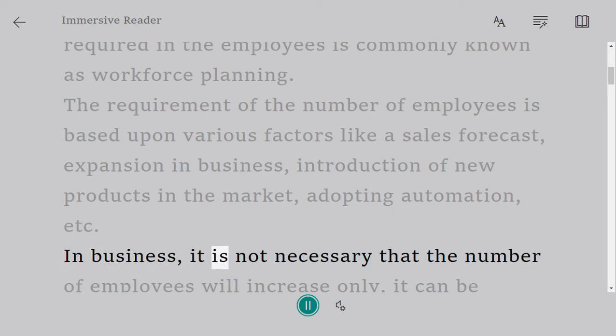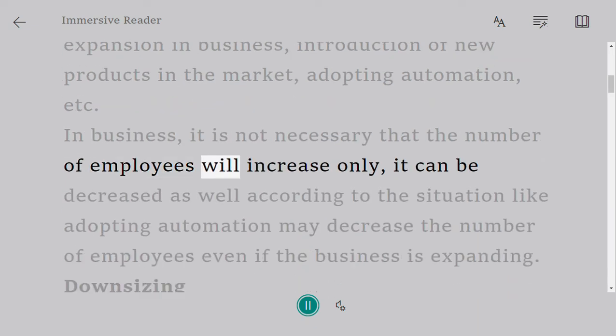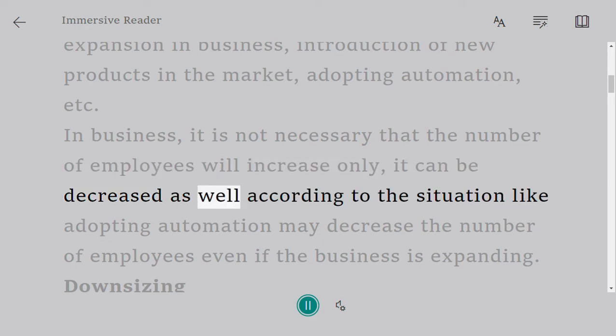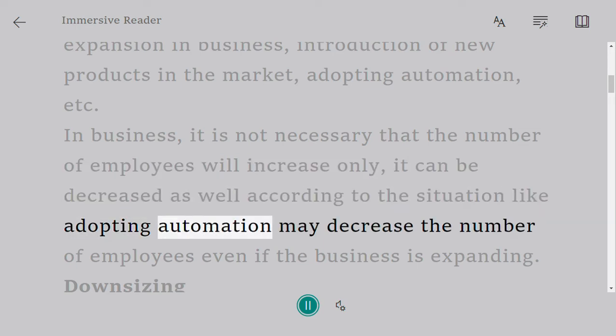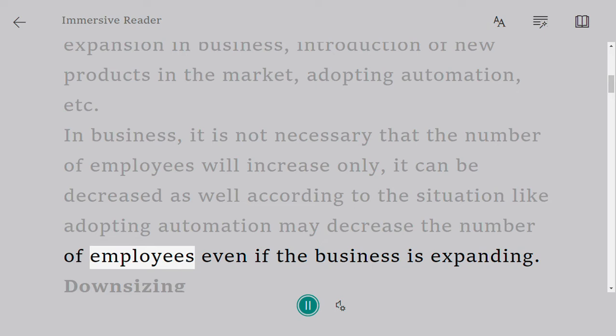In business, it is not necessary that the number of employees will only increase; it can be decreased as well according to the situation, like adopting automation may decrease the number of employees even if the business is expanding.